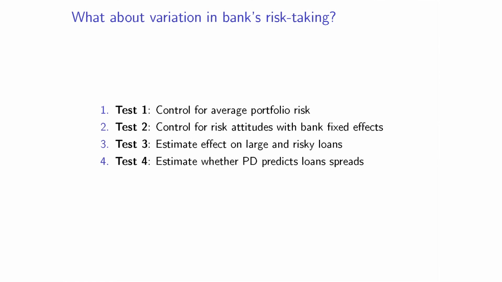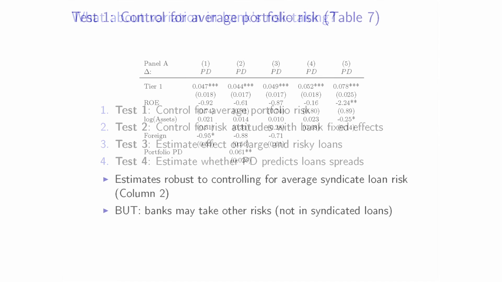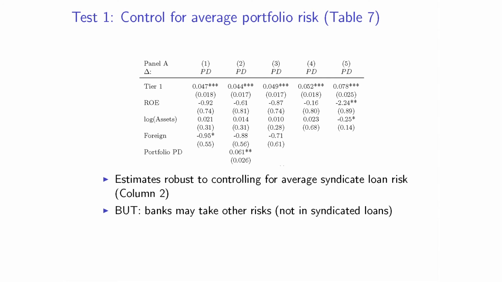Now, the authors are aware of this, and I'm thinking about the other tests they're putting forward in terms of trying to reject this hypothesis. They have a number of tests, so let me just take you through them. The first test was to control for the average portfolio risk. This was this regression here. Once you put in this control, the coefficient on tier 1 capital is still significant. It survives, so that's good.